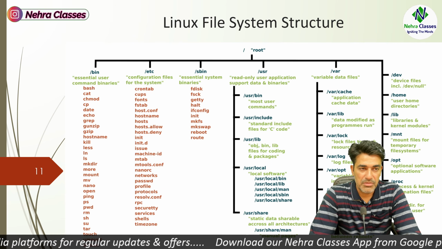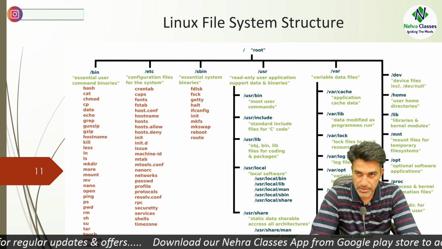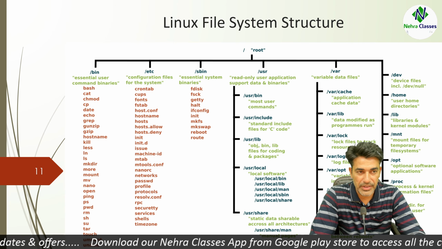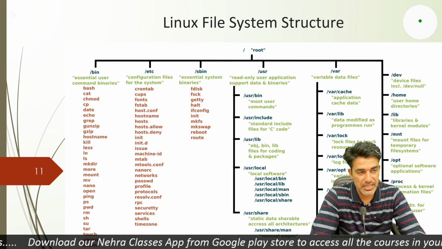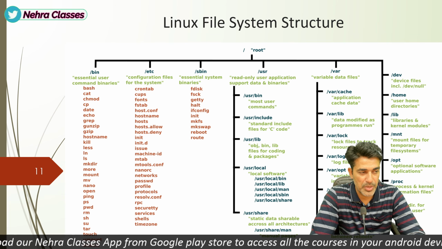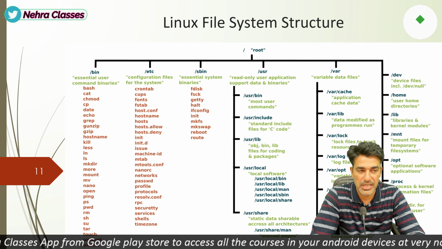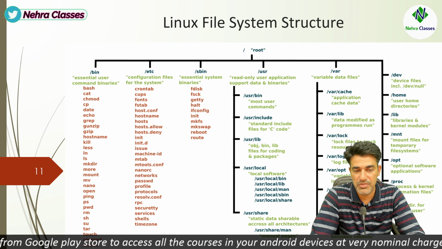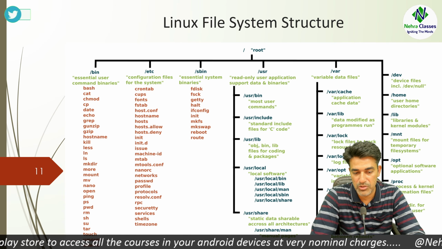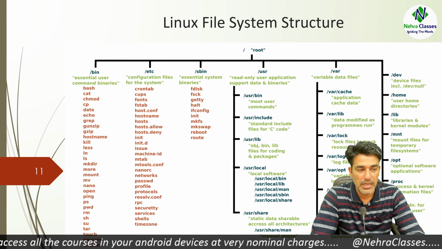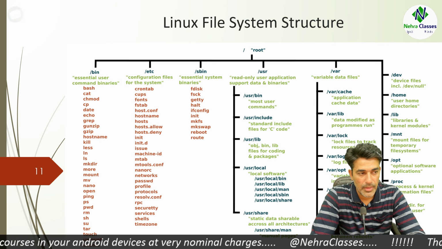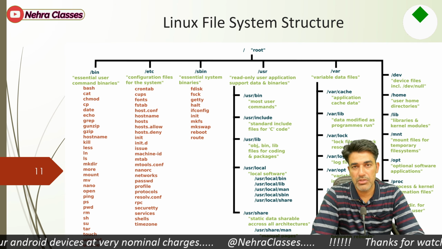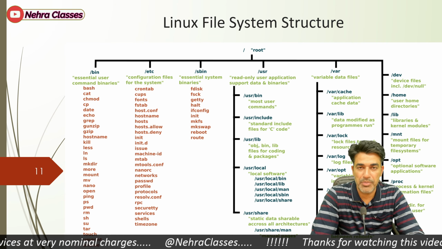This is the file system structure in Linux. We have a root directory, which is the parent of all the directories. And under it, we can have /bin, /etc, /sbin, /usr, /var, /dev, /home, /lib, /mnt, /opt, /proc, /root, and many more. Each directory is used for a different purpose.